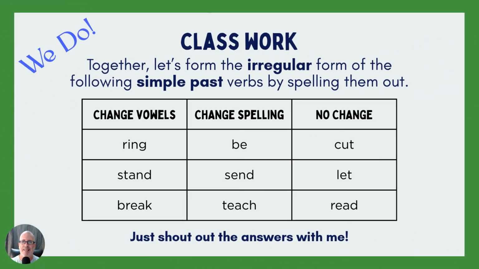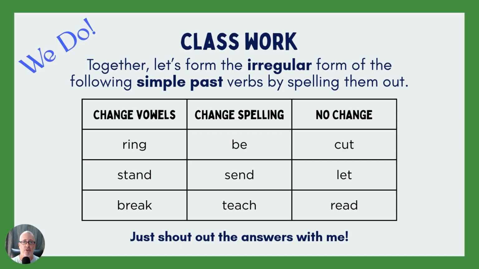Okay, so let's see if together you can help me to spell out the simple past tense form of these irregular verbs. So ring becomes rang, RANG. Stand becomes stood, STOOD. And yes, the N has disappeared, so sometimes a consonant will change also. And break becomes broke, BROKE. So the EA is gone, and then the two vowels kind of separate.